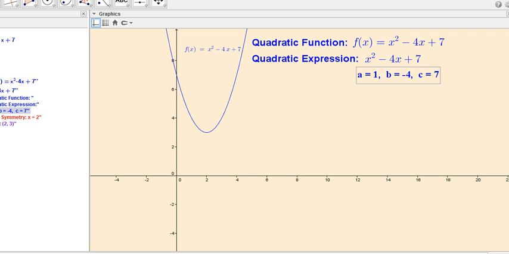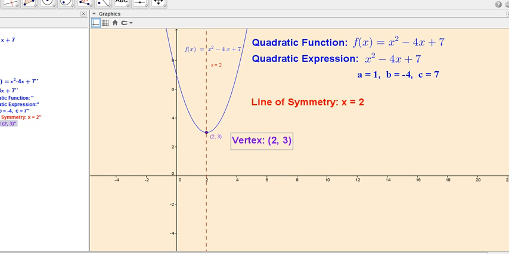The other thing is, let's take a look at this vertical line here that we talked about. You see that line? That's x equals 2. And that is a line of symmetry, x equals 2. And then finally we have this point. Point A is 2, 3. And that's your vertex, 2 and 3.